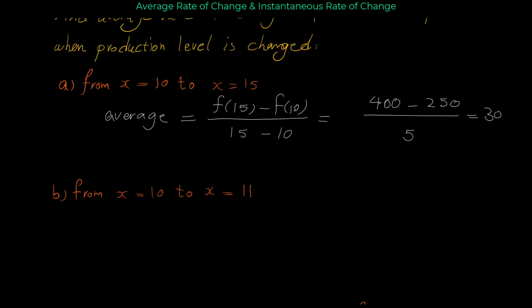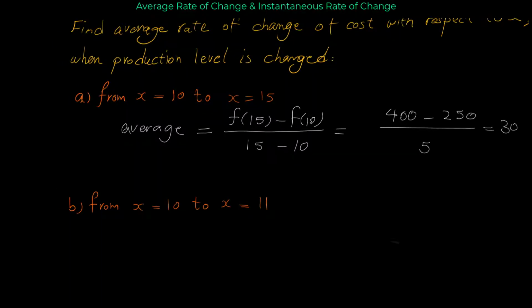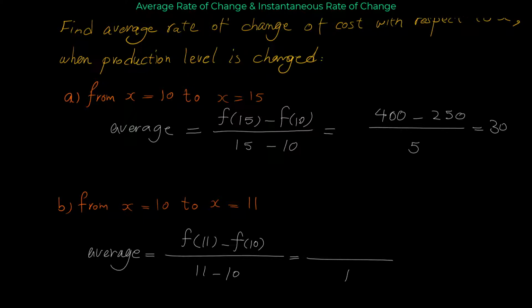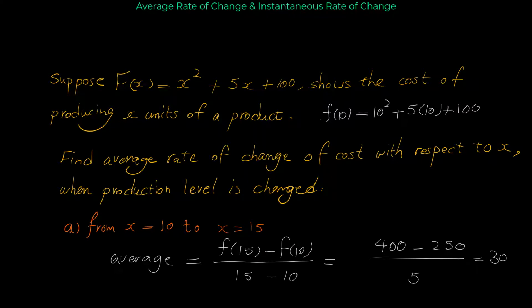Now, in the next part, we want to find the average rate of change when x changes from 10 to 11. Then the average rate of change is f of 11 minus f of 10 over 11 minus 10. Denominator is 1. And we know that f of 10 is 250 from part A. Now we have to find f of 11.